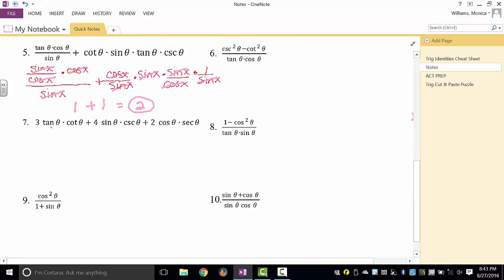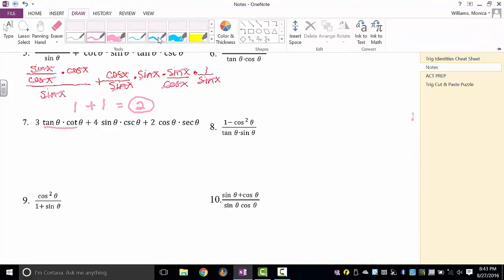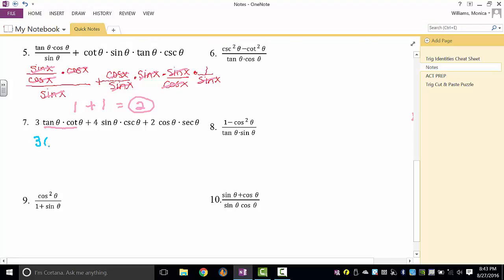If you look at number 7, you should notice that tangent and cotangent is being multiplied here, and they are inverse functions. So when inverse functions are being multiplied, that portion is 1. So I have 3 times 1 there. Here, sine and cosecant are inverse functions, so that portion is 1. So I have 4 times 1. And cosine and secant is being multiplied, and they are inverse functions, so I have 2 times 1. 3 plus 4 plus 2 is 9.